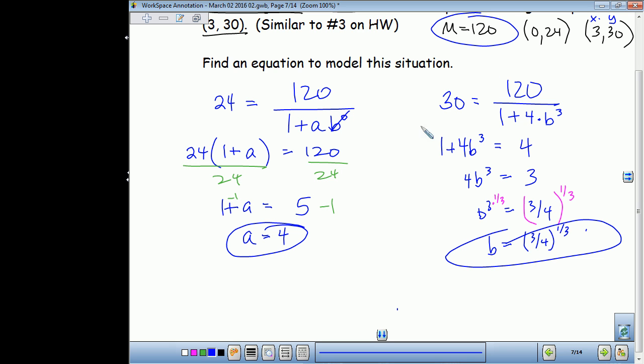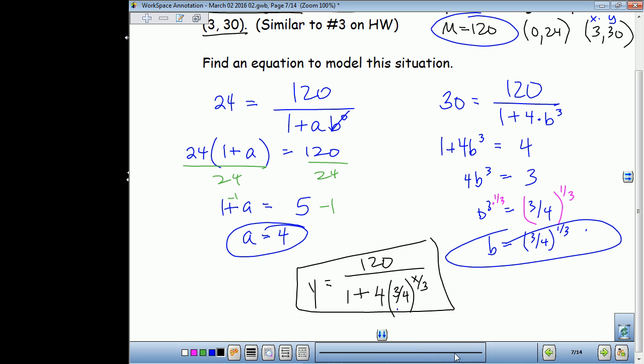Now I got it all. I got m, a, and b. Let's plug it in. Y equals 120 over 1 plus 4 times 3/4 to the 1/3 to the x. 1/3 to the x. Could I write that as x divided by 3? Yes. There's my answer.